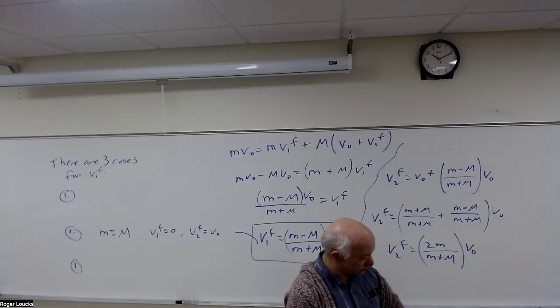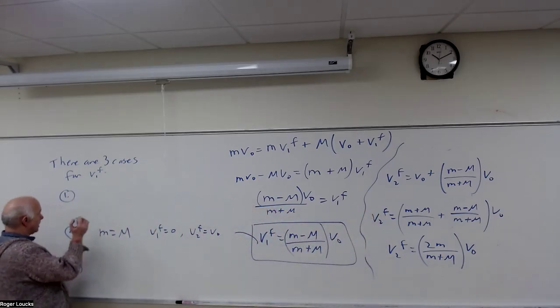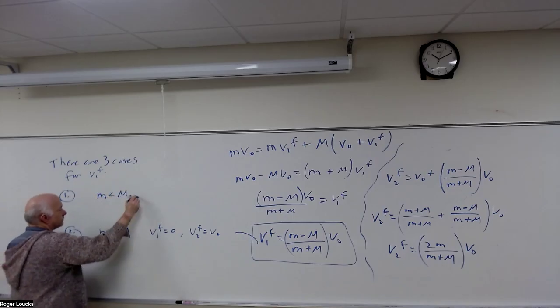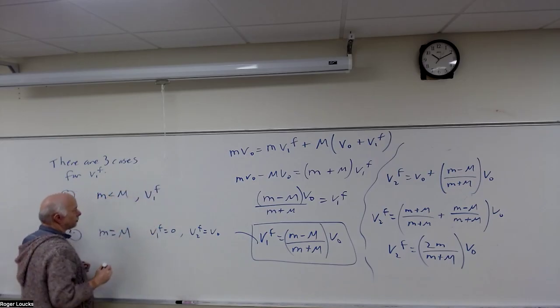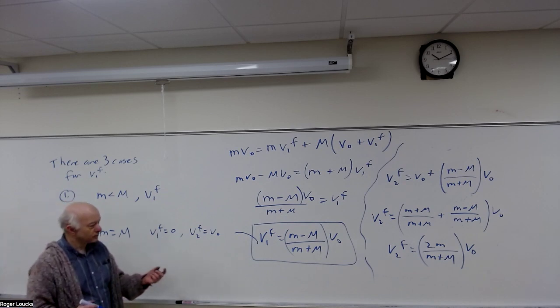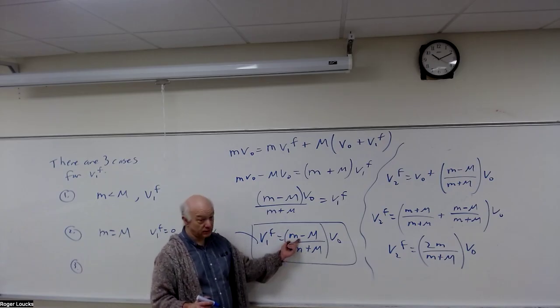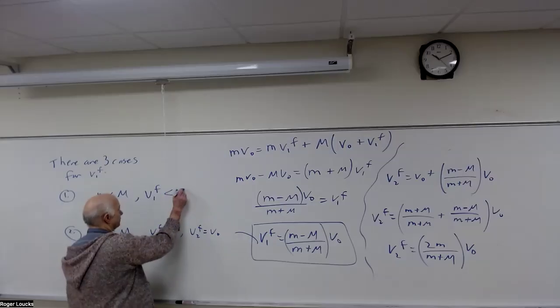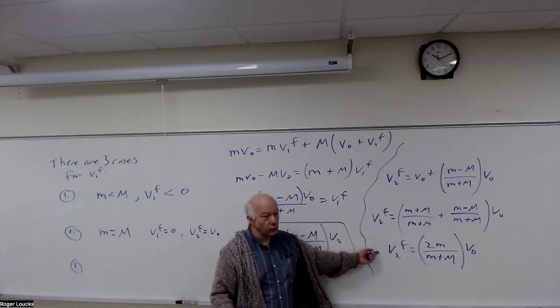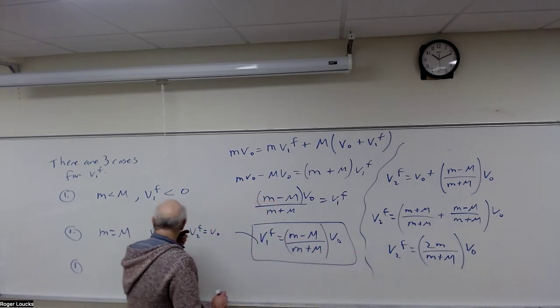Okay, what's your other 2 cases? Little m is less than big M. I have this. Now, what's important about the V1 final? That this is smaller than that. It has to be big to make the big one. The bottom is positive. What about the numerator? Negative. It's now negative. This is negative here. What about my V2 final? No matter what, V2 final can only be positive. Okay. So what does that mean?